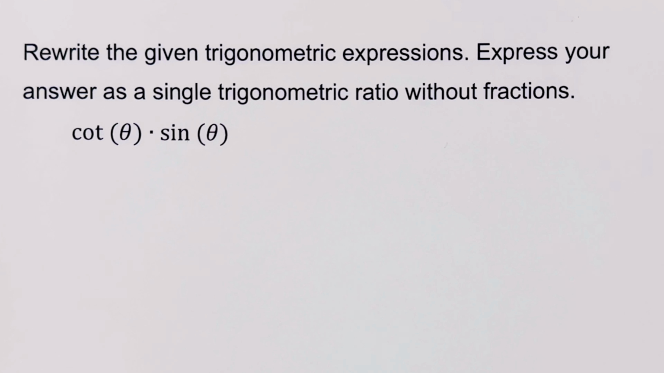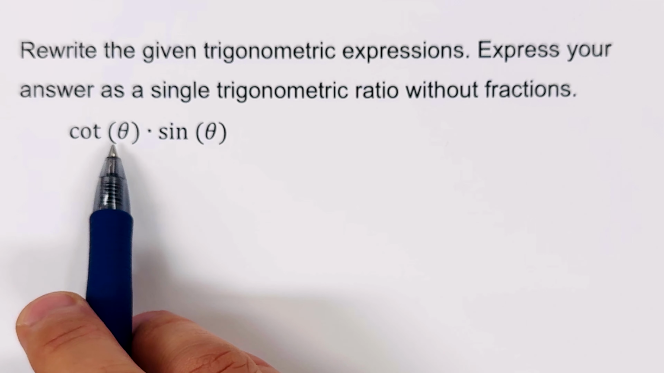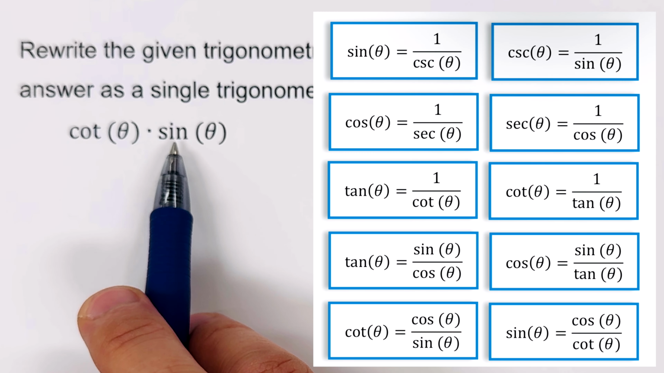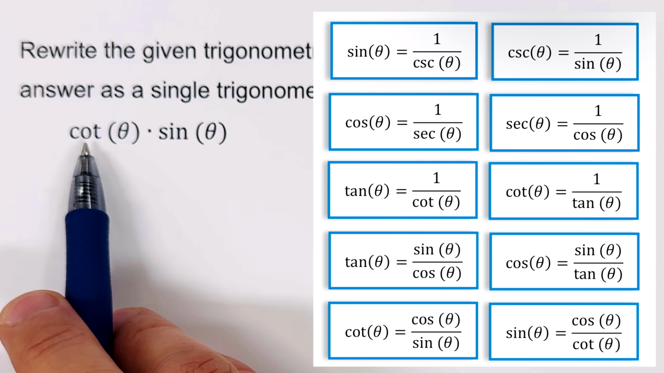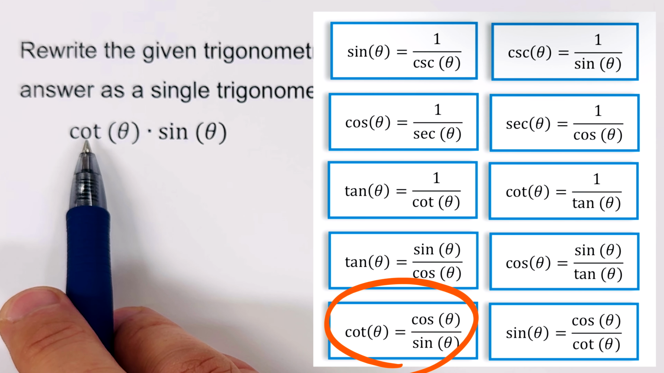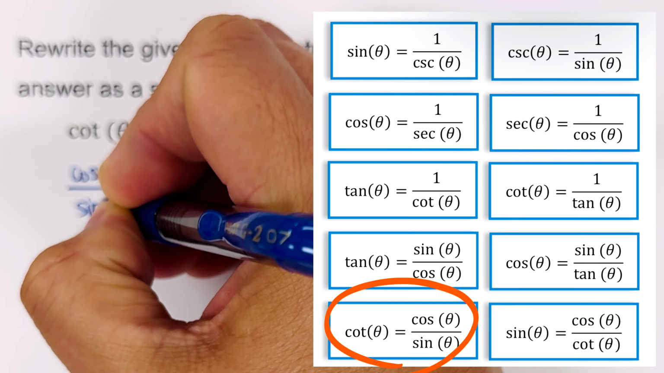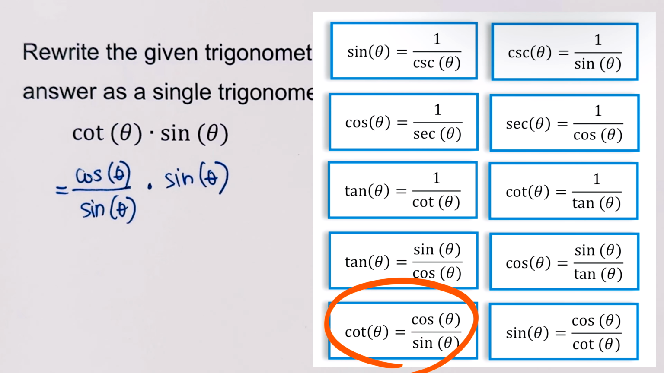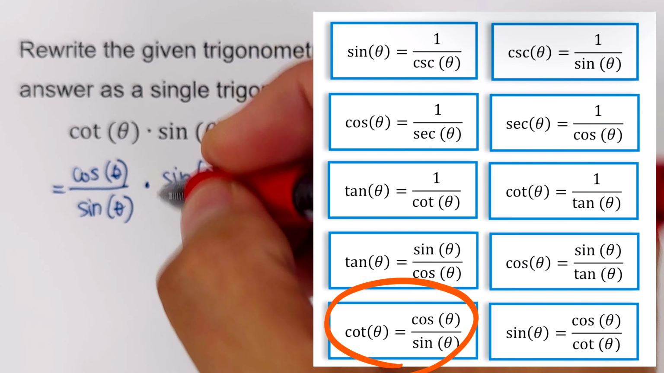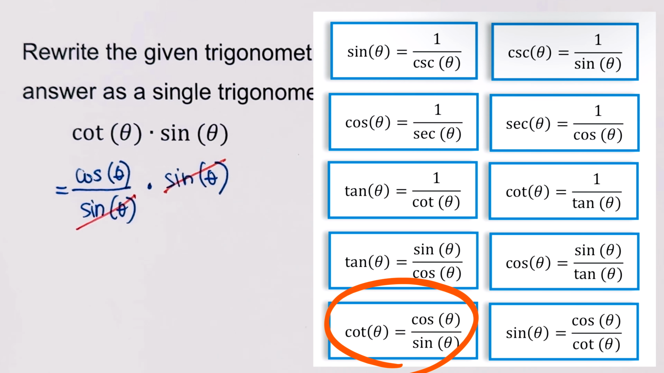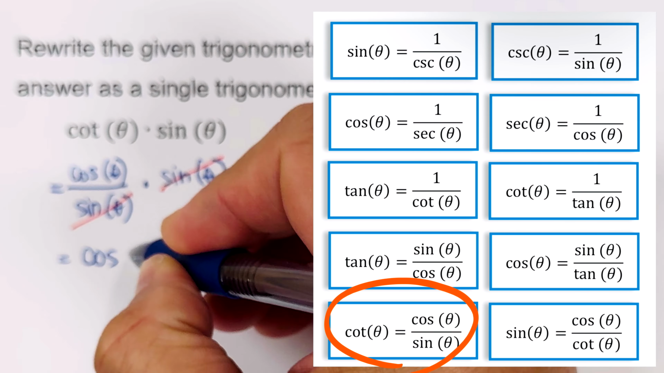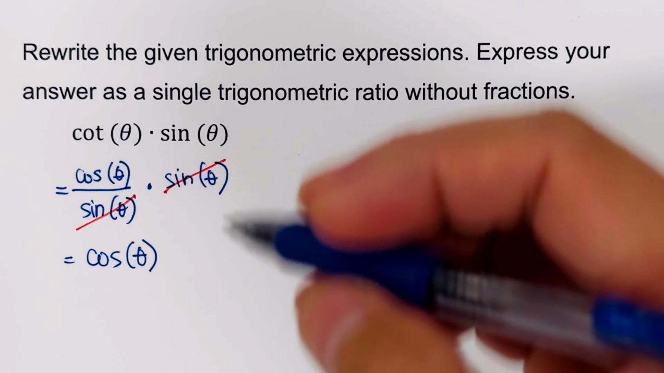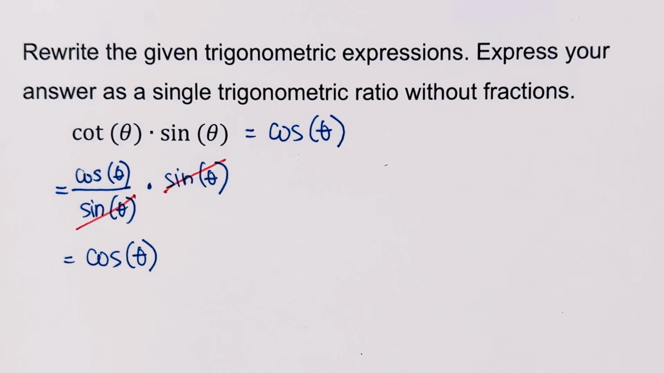So the expression for the second example right here is cotangent of theta times sine theta. Now looking at the table of formulas on the side, this cotangent of theta can be expressed as cosine of theta over sine of theta. And we keep this sine of theta up there. From here, we can go ahead and cross out sine of theta and sine of theta. So we are left with cosine of theta, which means that this whole expression that we have right here is equal to cosine of theta. Now let's move on to the next example.